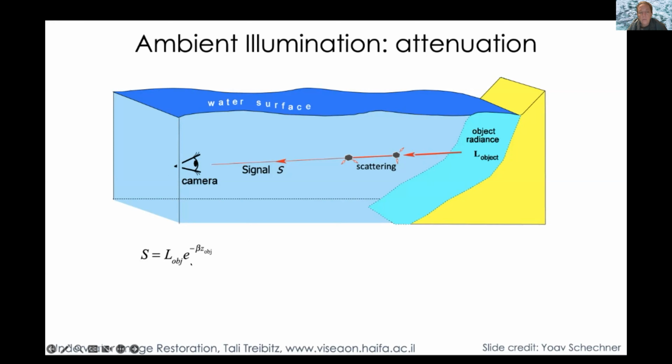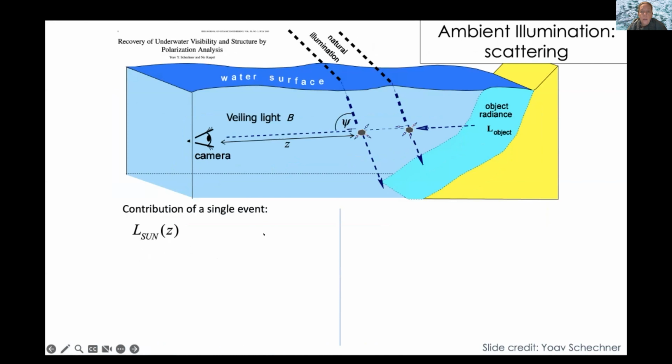This is the equation for that. It's the exponent of minus beta z. Beta is the attenuation coefficient, and z is the distance of the object. Well, and beta depends on the wavelength of the light. This is okay. What else is happening is that there is scattering.